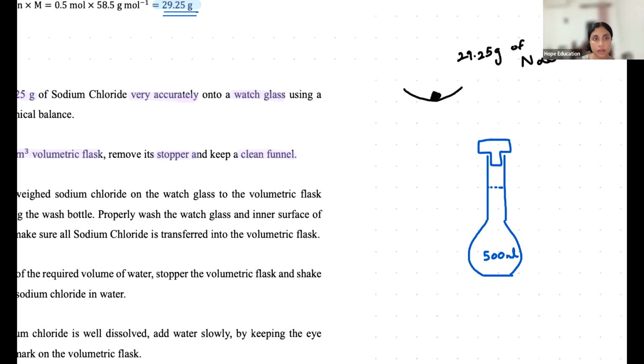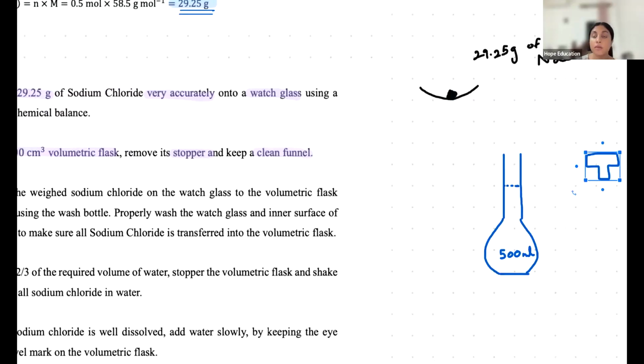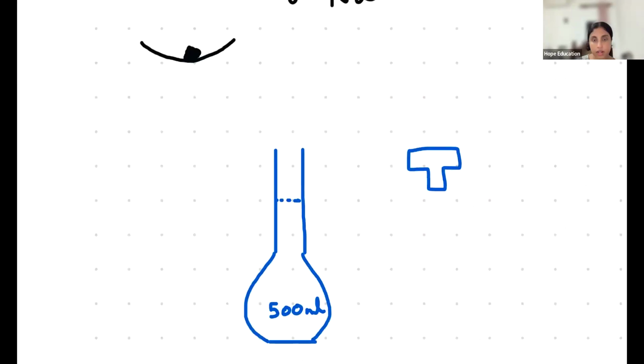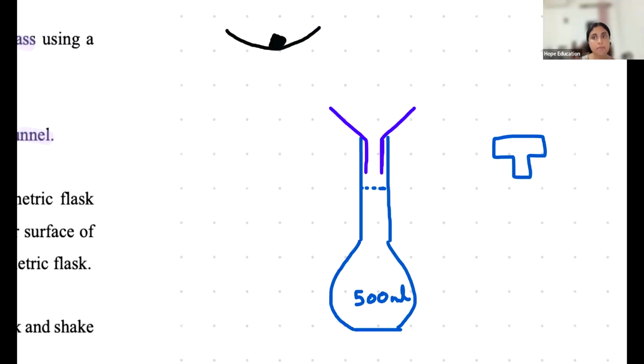I'm going to keep a clean funnel now. Remember, we also wanted a funnel. A funnel like a place kara. We are going step by step.